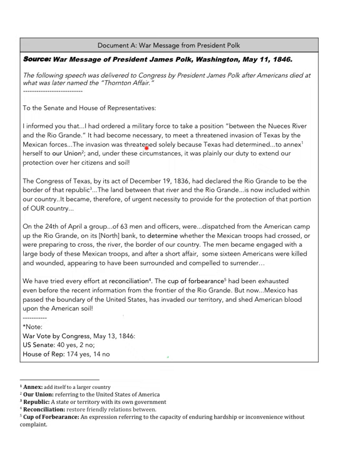The invasion was threatened solely because Texas had determined to annex. And there's a footnote there. Annex means add itself to a larger country. So Texas had determined to annex herself to our union. There's another footnote. Our union was referring to the United States of America. I'm going to go back a little bit. The invasion was threatened solely because Texas had determined to annex herself to our union, and under these circumstances, it was plainly our duty to extend our protection over her citizens and soil.